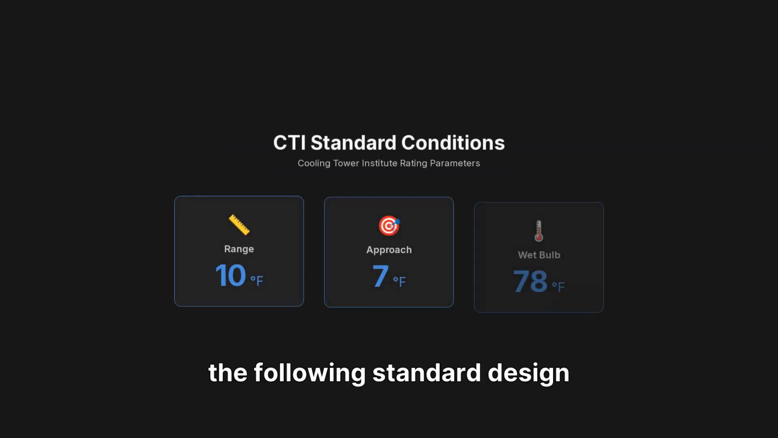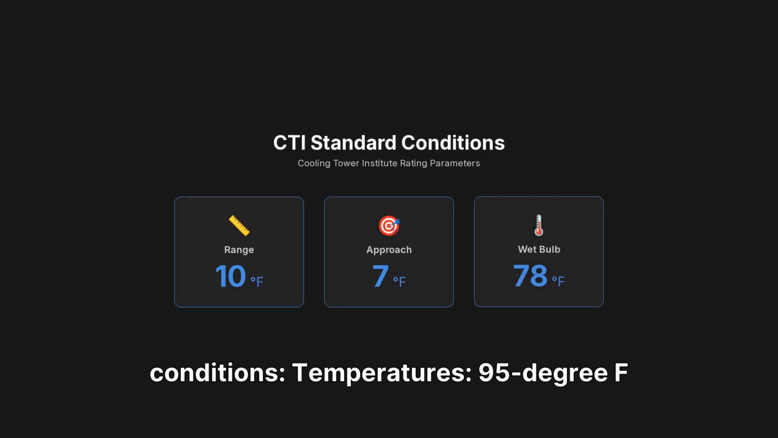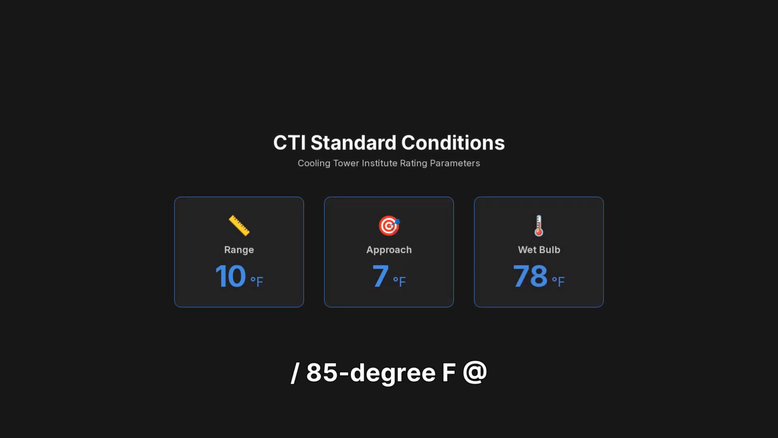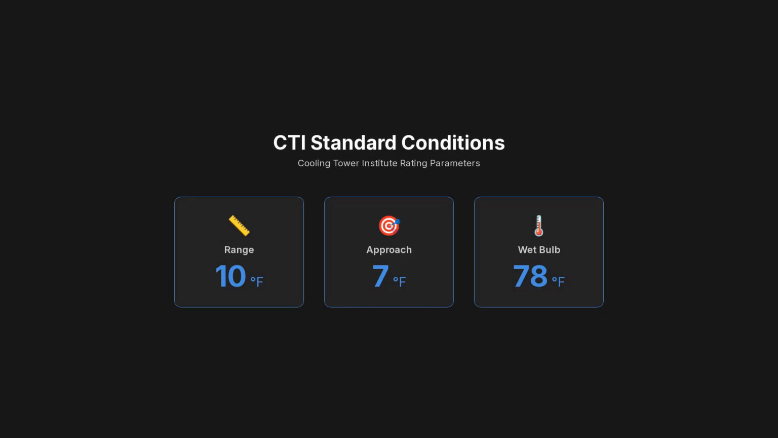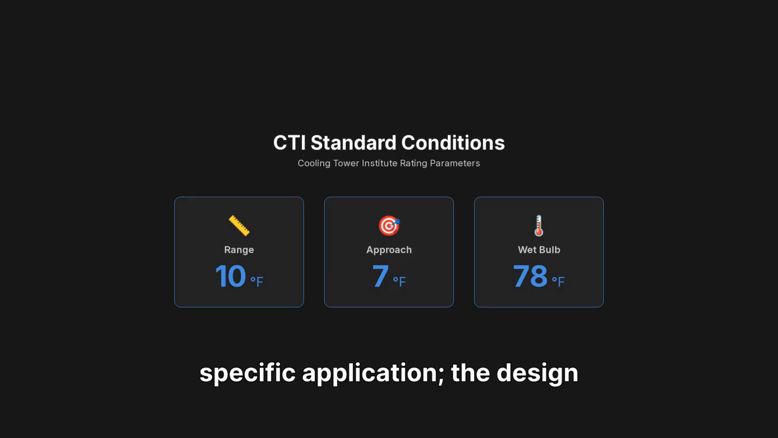The CTI rates all cooling towers based on the following standard design conditions: temperatures, 95 degrees F, 85 degrees F, 78 degrees F wet bulb; range and approach, 10 degrees F range and 7 degrees F approach; flow rate, 3 GPM per cooling tower ton. These are standard rating parameters and should not be used as the design conditions for a specific application. The design must use the actual design wet bulb conditions for the region.